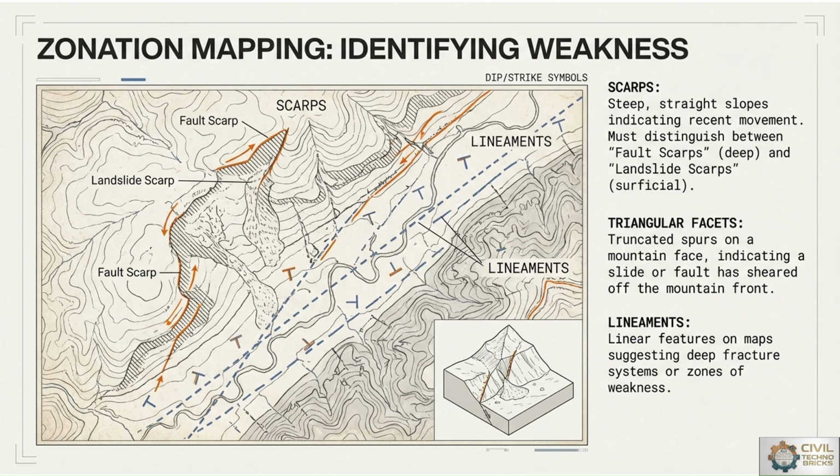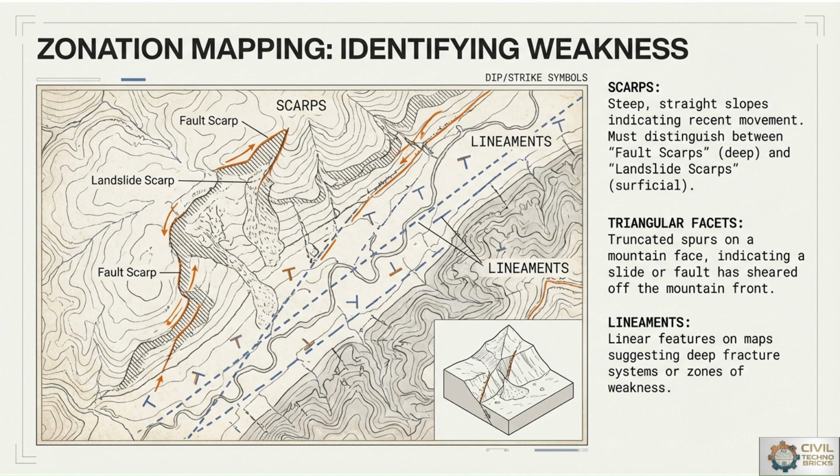So fault and landslide scarps are the topographic hazard map, tracking steep linear slopes indicating recent movement, where engineers must distinguish deep-seated fault from shallow superficial landslide scarps. Secondly, triangular facets. So triangular facets, these are the truncated triangular mountain faces, indicating an active fault which has cleanly sheared off the front of the mountain spur.